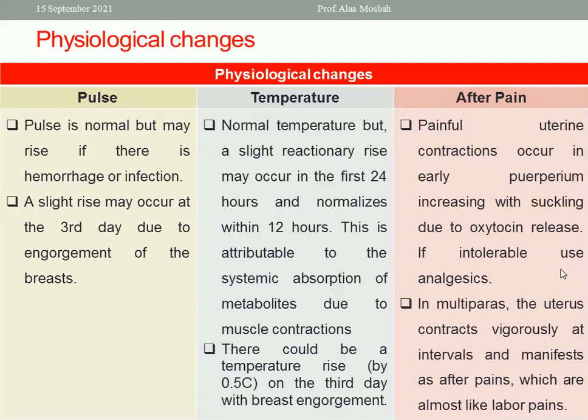And it was noticed that it occurs more with multipara. The uterus contracts vigorously at intervals and manifests as after pains, which are almost like labor pains. While in the primipara, the uterus is tonically contracted all the time, so these bouts of after pains are not present. But in multipara, these bouts of after pains usually occur.